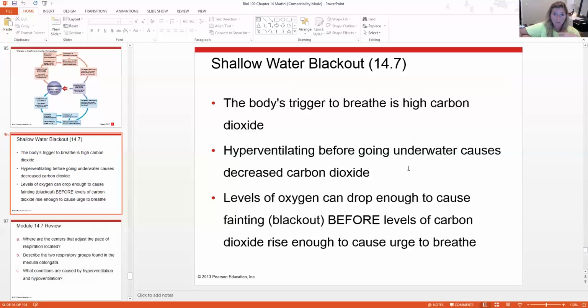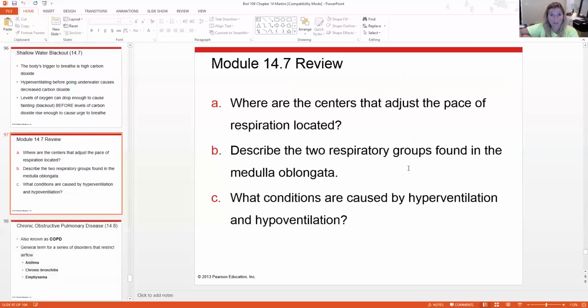So hyperventilating before you go underwater is not a good idea, because again, you're going to have too much oxygen there to balance off that carbon dioxide buildup. You don't want to offset that balance of oxygen and carbon dioxide by doing something like that. You can pause the video here, go back and review.